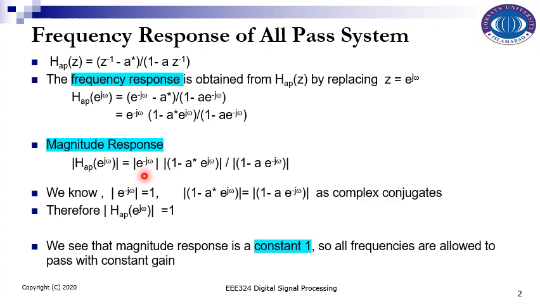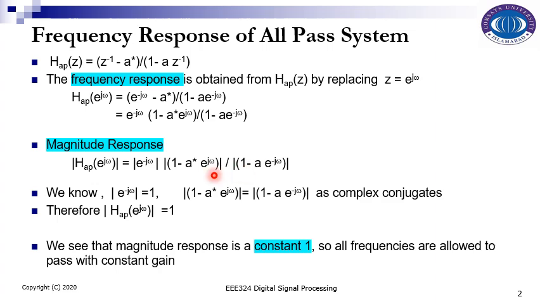So the magnitude of e to the minus j omega will be 1, because this is a complex number which has a magnitude only of 1. So e to the minus j omega is 1. And these two terms, when we look at them, they are actually complex conjugates of each other: 1 minus a star e to the j omega and 1 minus a e to the minus j omega. They are complex numbers, and they are conjugates of each other.